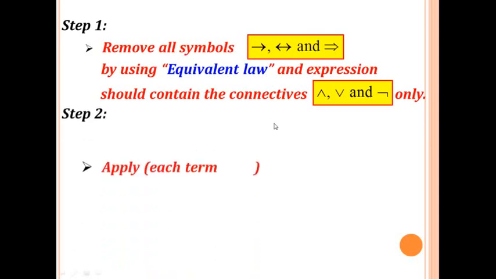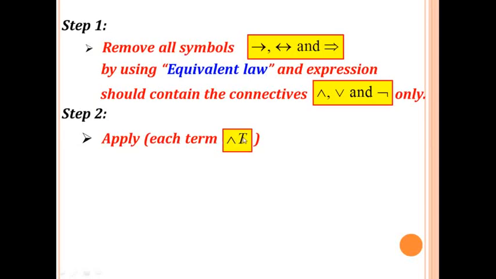What is step number two? Apply each term under T. What is the meaning of apply each term under T? The meaning of step number two is, if we want to find PDNF, that means if any variables are missing, we have to introduce them under T only for PDNF. Then we go for step number three.